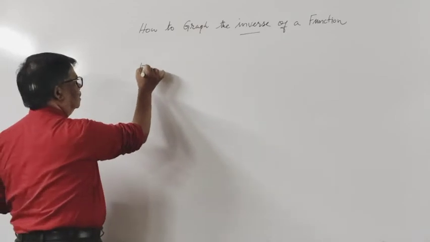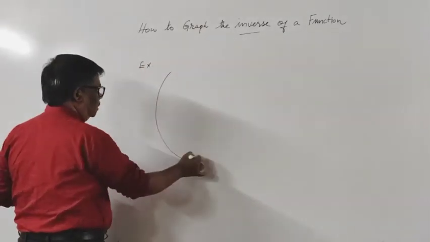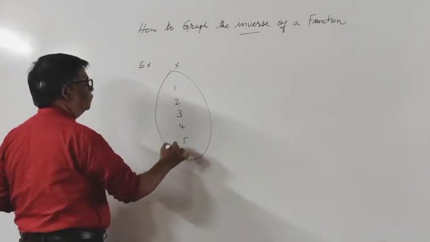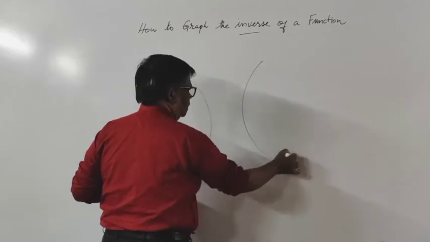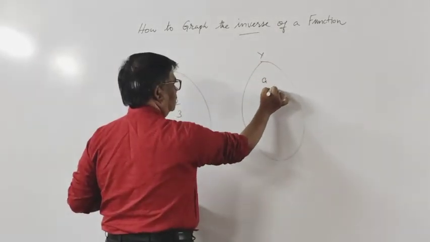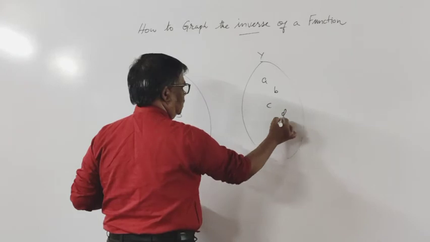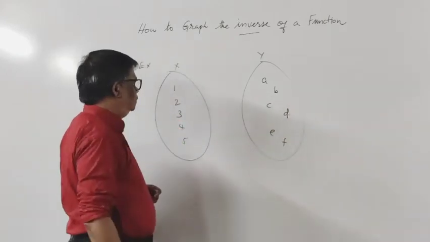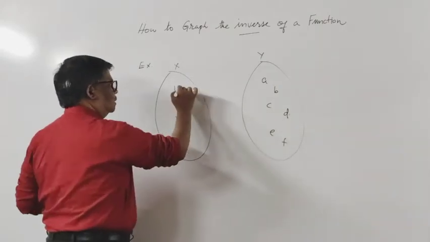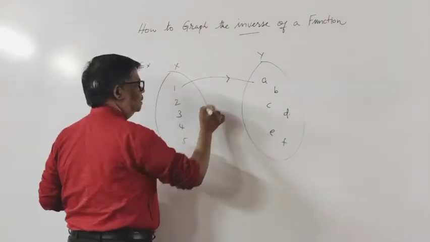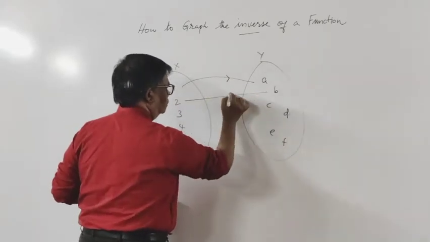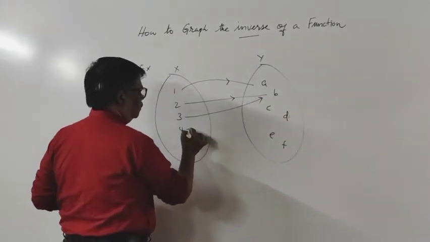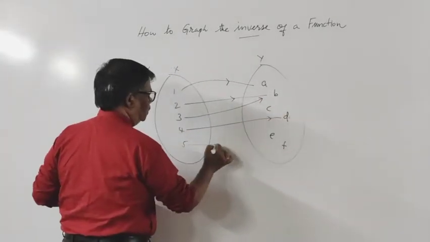As an example, let x be the set 1, 2, 3, 4, 5 and y be the set A, B, C, D, E and F. Let us assign 1 with A, 2 with B, 3 also with B, 4 with D and 5 with F.